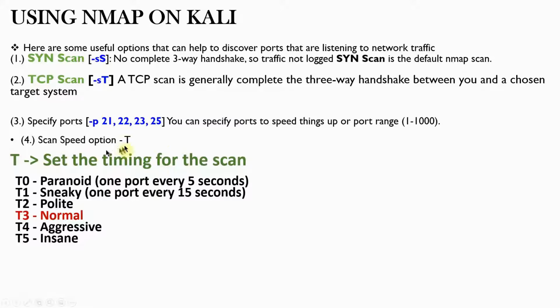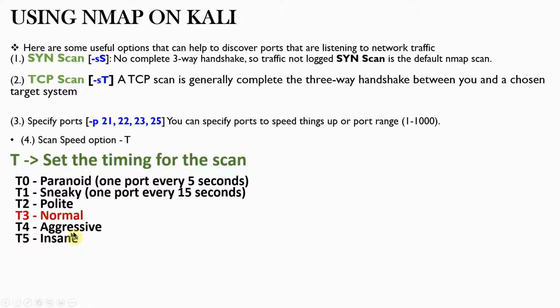And also, there's an option to set your timing. You can give it a -T tag, and -T has a lot of options. You can have -T0, T1, T2, T3, T4, T5, and the normal one is typically what a lot of people use. But if you want to be faster, you can go with aggressive. But T5 is insane.